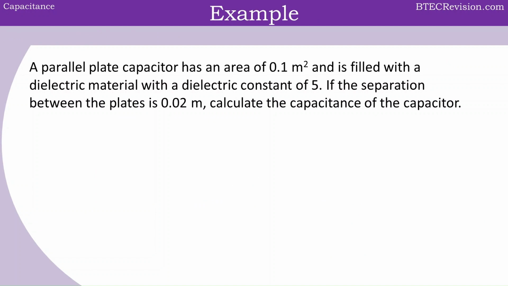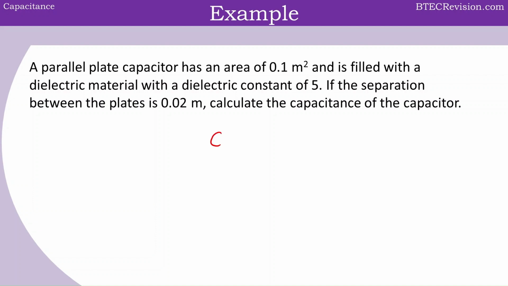Now, let's take a look at an example. A parallel plate capacitor has an area of 0.1 meters squared and is filled with a dielectric material with a dielectric constant of 5. If the separation between the plates is 0.02, calculate the capacitance of the capacitor.